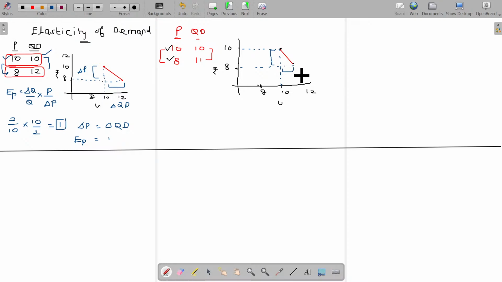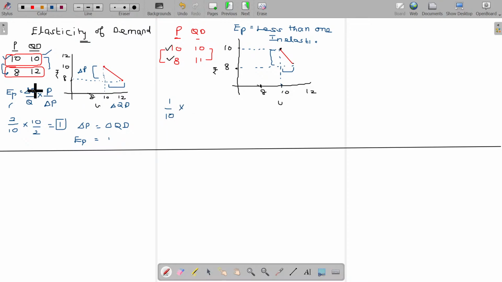Then it is not unit, it's less than unit. Either you can name this as less than unit, less than 1 or unit. Elasticity of demand with respect to the price is named as inelastic. Inelastic.